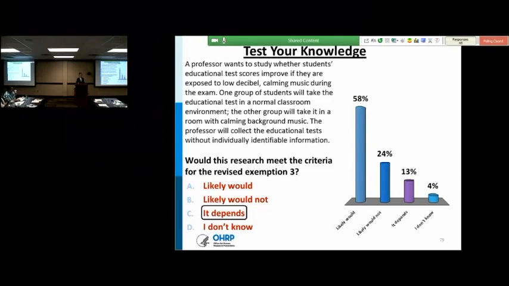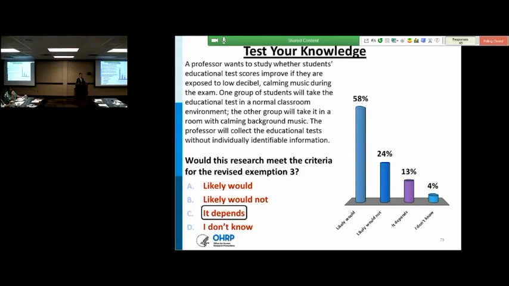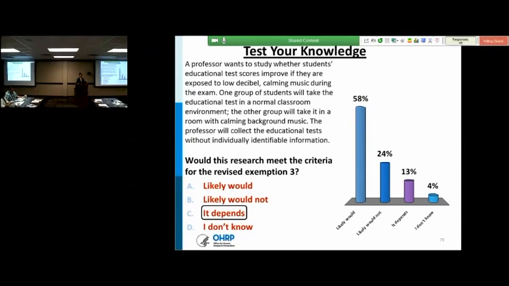So, for example here, so far we've talked about a professor and students, right? But we haven't discussed whether these might be college students or elementary students. Exemption 3 only pertains to adults. It cannot be used for studies with children. So in this case, if they're all adults who are taking it, then yes, it might be that exemption 3 does apply. However, if they are children, then no, exemption 3 could not apply.